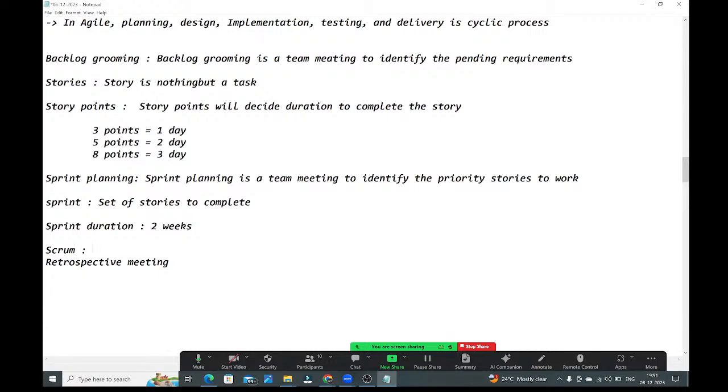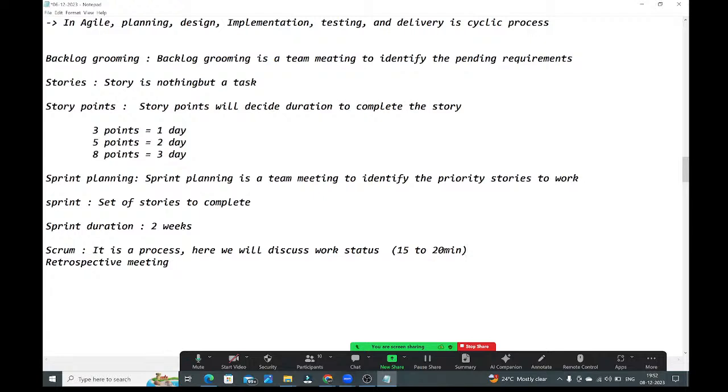Scrum is nothing but a process. Here we will discuss work status, guys. Maximum 15 to 20 minutes only they will keep this scrum meeting, guys.